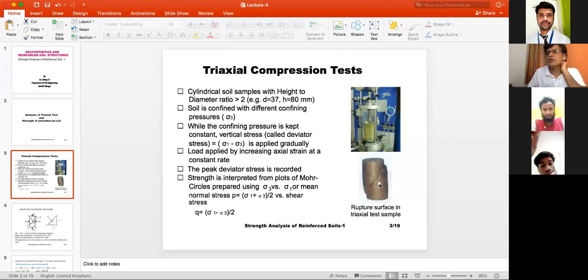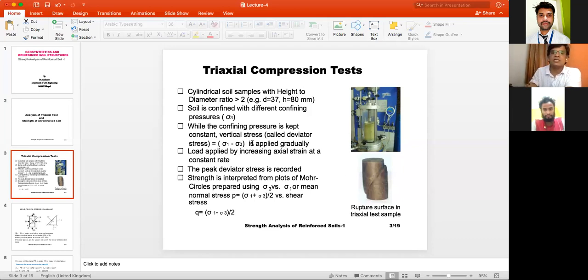When you apply that vertical load, that is called the deviator stress. The vertical load we call the deviator stress, or the major principal stress. So here the vertical stress is called the deviator stress, which is equal to sigma 1 minus sigma 3.